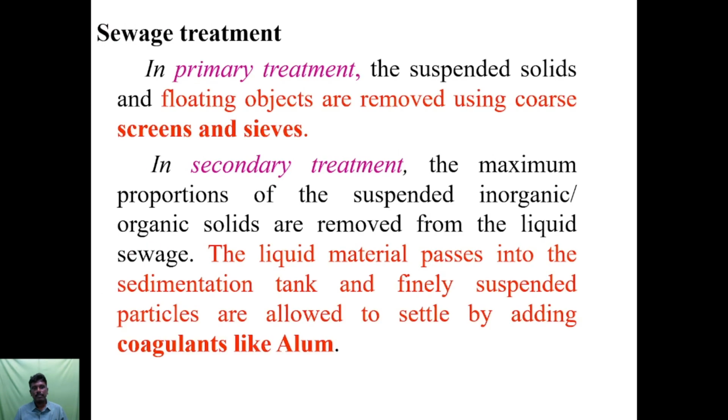Then sewage treatment. In primary treatment, the suspended solids and floating objects are removed using screens and sieves. In secondary treatment, the maximum portion of the suspended inorganic and organic solids are removed from the liquid sewage. The liquid material passes into the sedimentation tank and finally suspended particles are allowed to settle by adding coagulants like alum.